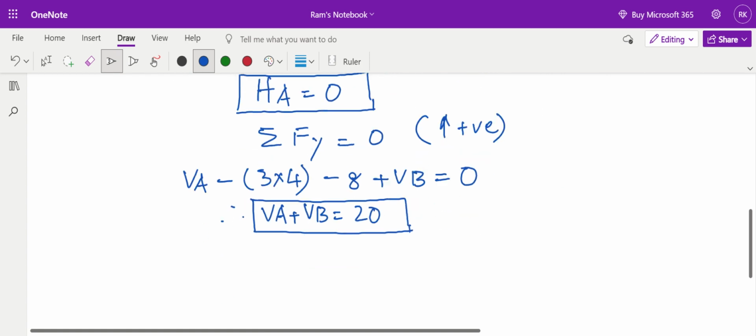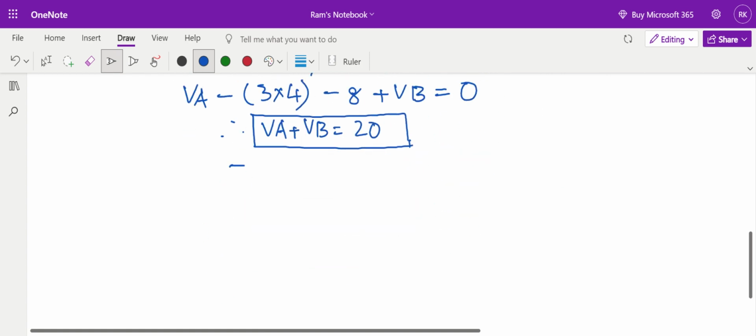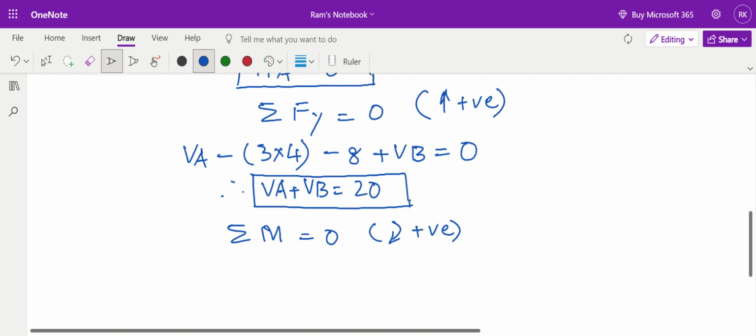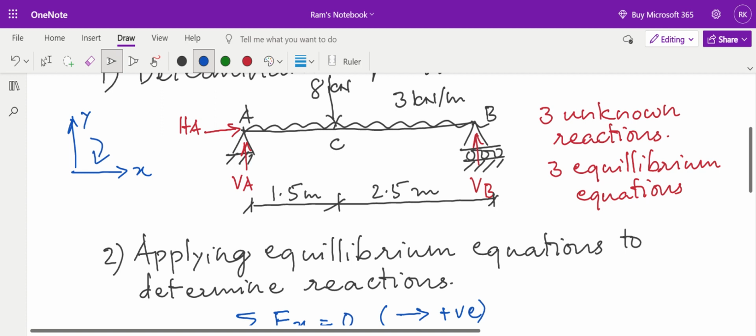Now, my friends, I am applying the third equation, summation of moments acting about the z axis, that is acting in the xy plane, is equal to 0. My sign convention is all the clockwise moments I will consider as positive. Now come back to this. The moment of HA at A is 0 because HA does not have any perpendicular distance from A. HA is passing through A. This horizontal reaction at A is passing through A.